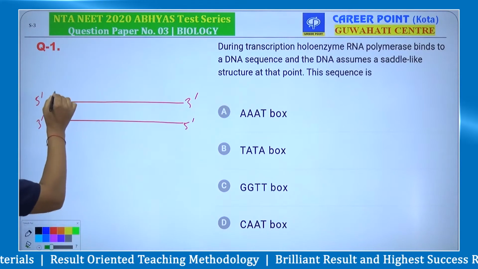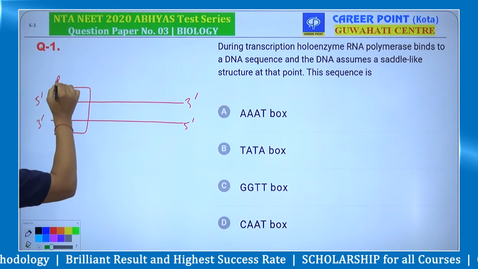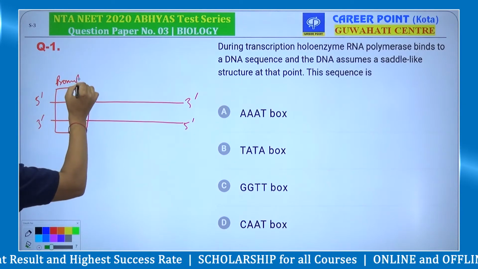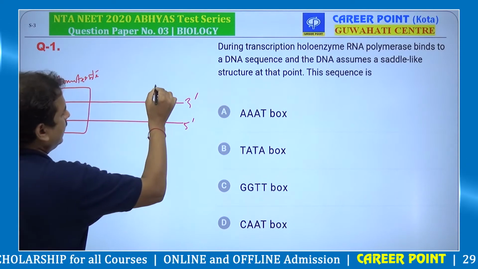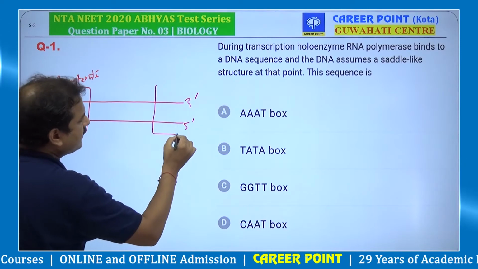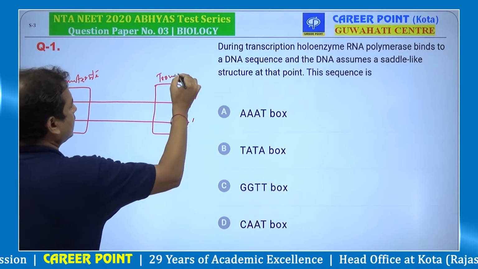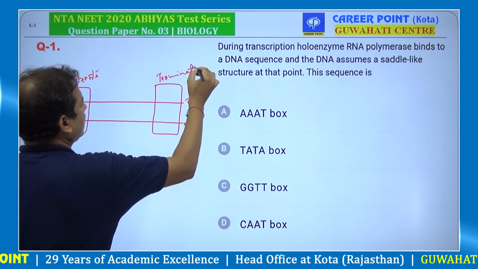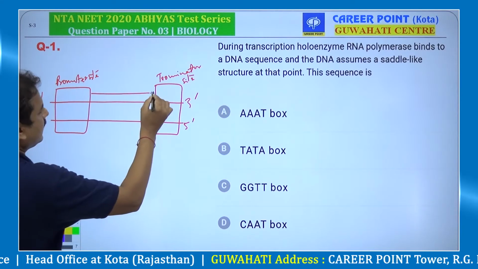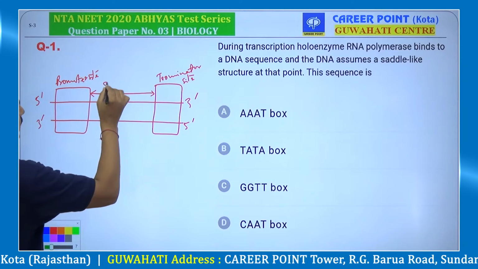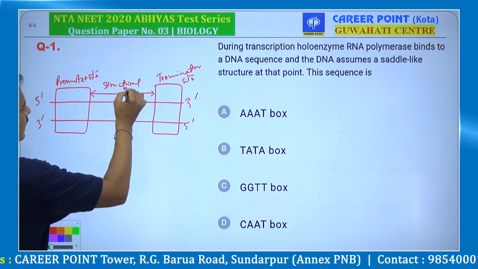So here, in the upstream of the 5 prime, that is called the promoter site. Here it is the promoter site. Next, in the downstream of the 3 prime strand, here it is the terminator site. In between this is the structural gene. This is the structural gene. Clear?